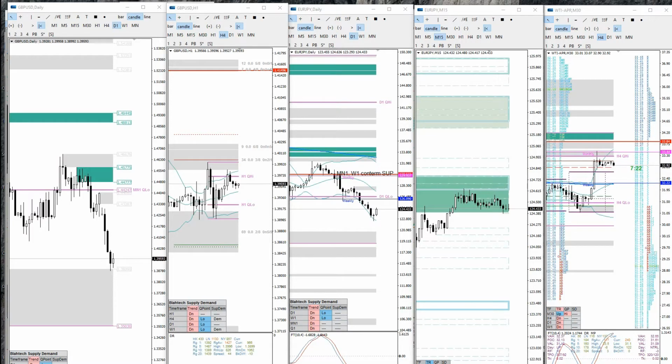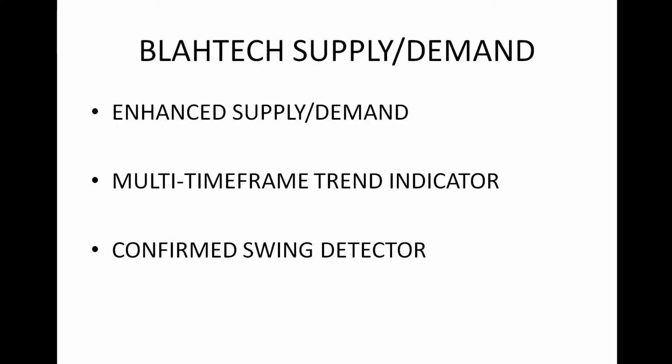Welcome to the video demonstration of Blahtech supply-demand indicator. We've named it Blahtech supply-demand, but it is much more than that. It has three major functions: enhanced supply-demand, a multi-timeframe trend indicator, and a confirmed swing detector.